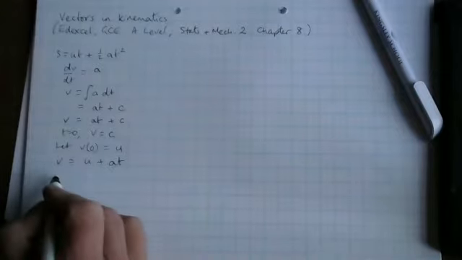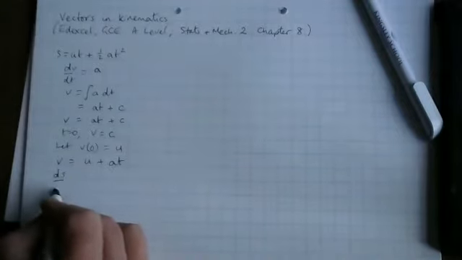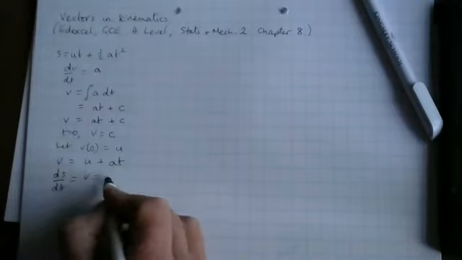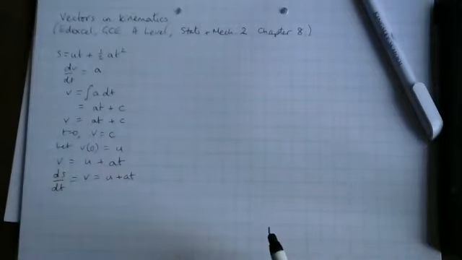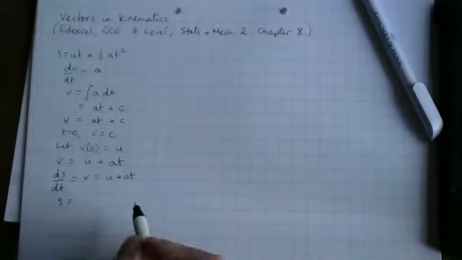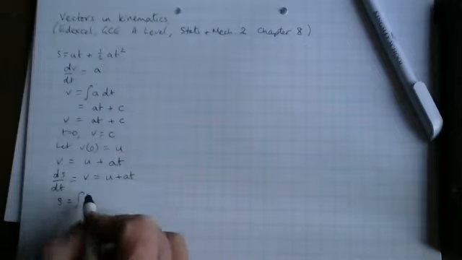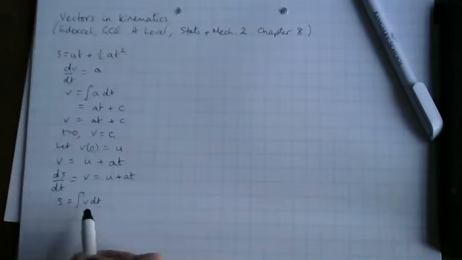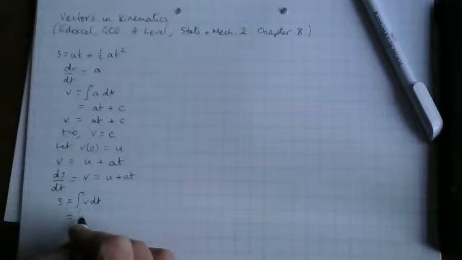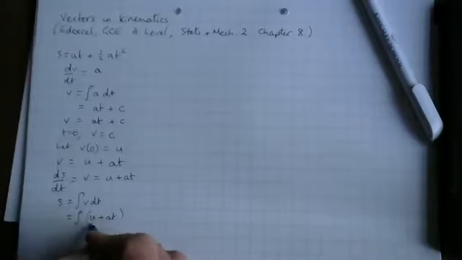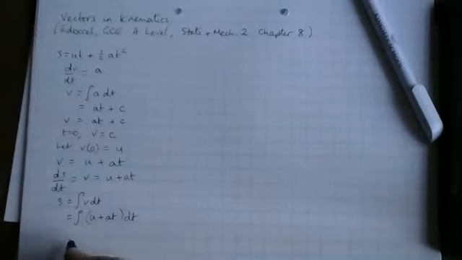v, though, is ds by dt. v is the rate of change of position with time. So ds by dt equals v equals u plus at. We want to know what s is. So s is the integral of v dt. The displacement is the integral of the velocity with respect to time, which equals the integral of u plus at dt, which equals, well, let's integrate u plus at dt.